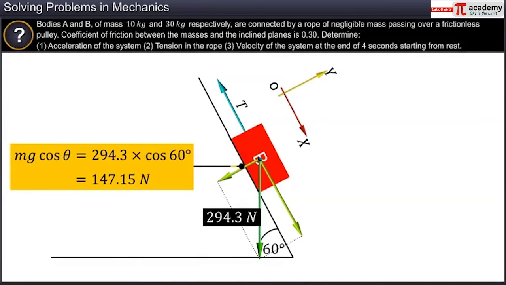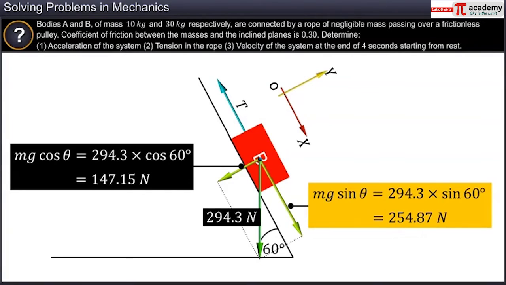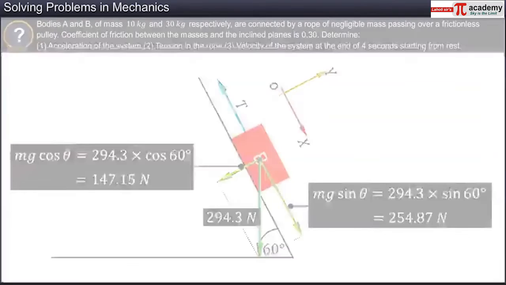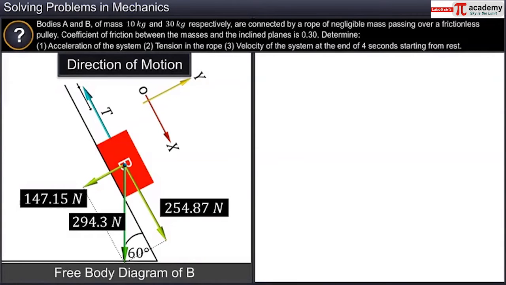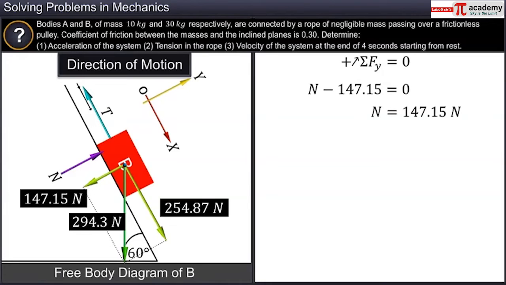Mg cos theta is equal to 147.15 newtons and mg sin theta is equal to 254.87 newtons. As there is no motion of B in the y direction, we can say the net force along y direction is 0. Summing up the forces along y direction and solving, we get the normal reaction N as 147.15 newtons. Let's call this equation 4.